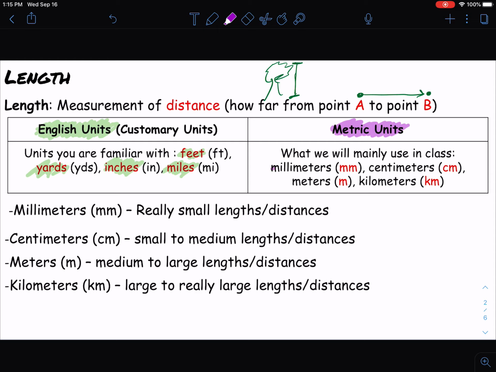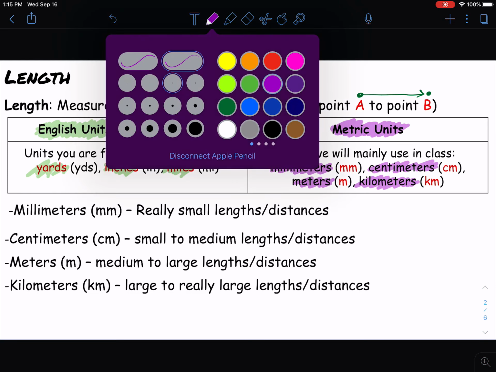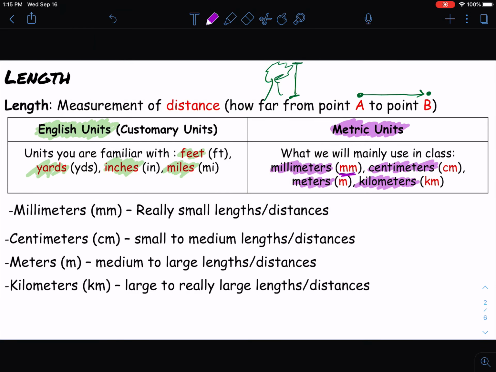The metric units will be millimeters, centimeters, meters, and kilometers. Now, there are others out there, but these are the four most common ones that you're going to use. But I can make any prefix work for this. Please note the units. Millimeters is a lowercase mm. Centimeters, lowercase letters. Kilometers, and meters is just an m. Please note what those units look like. They're very important.